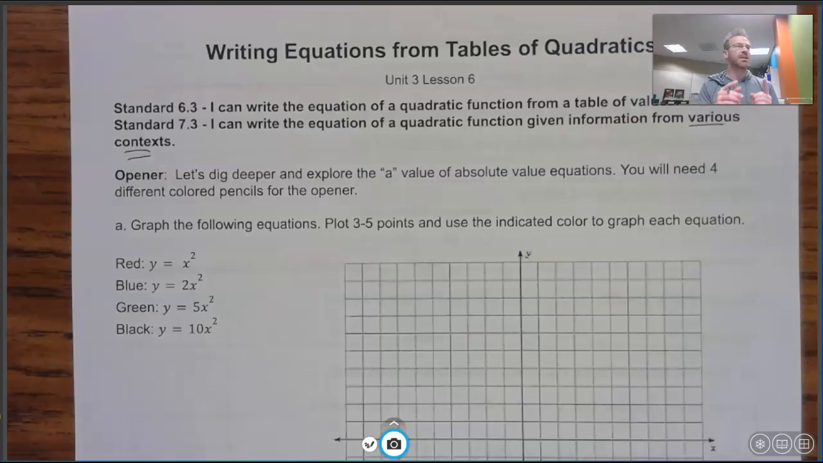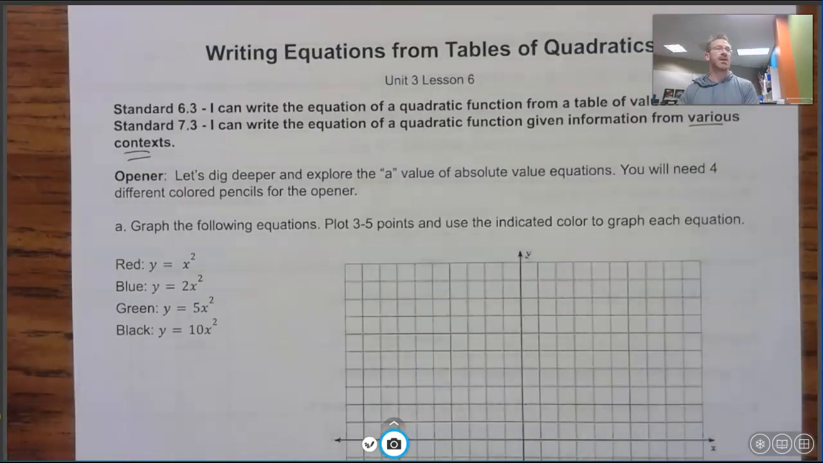So, same kind of opener that we did last time. Once again, we want to see, does this pattern with A keep going? Does it translate to another type of function? We also talk about teaching you the master key. So what things transfer? Identifying the vertex transfers. Will this A value that we talked about and the effects of that A value transfer to quadratics?